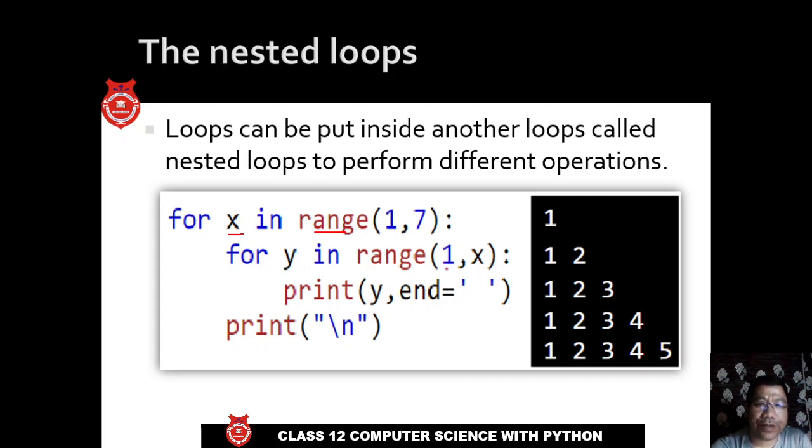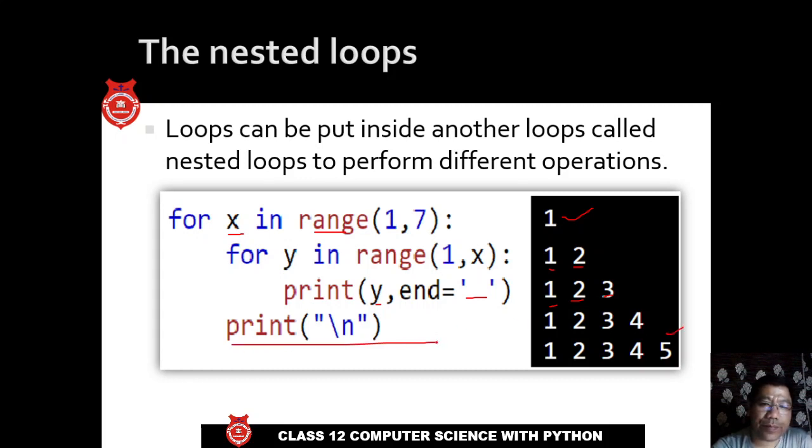For y in range 1 comma x, and we are going to print y with space, right? So initially x will be 1 and y will repeat only one time. Next time x will be 2 and y will repeat 1 to 2. Next time x will be 3 and y will repeat up to 3 times like that.